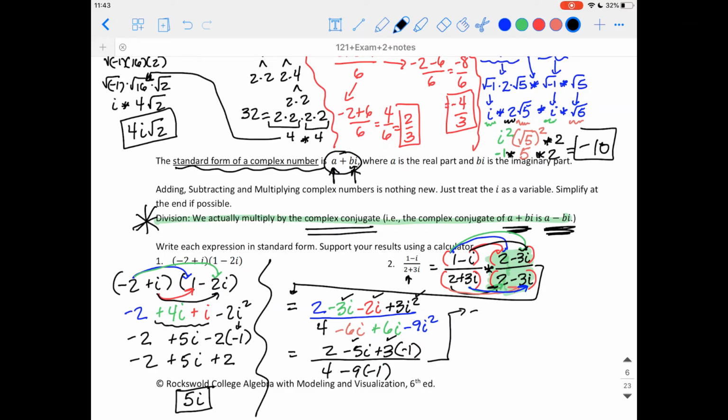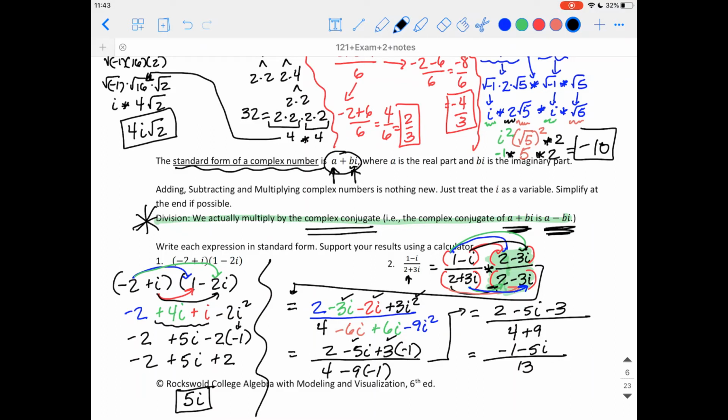Then I'm going to come over here. So in my numerator, this is going to be 2 minus 5i, and then a plus 3 times a negative 1 is going to be minus 3. And then 4 minus 9 times negative 1, so a minus times a negative is a positive, but I'm going to write it as a plus. And I get 4 plus 9. And so combining like terms on the numerator, 2 minus 3 is going to be negative 1, minus 5i, and 4 plus 9 is 13.